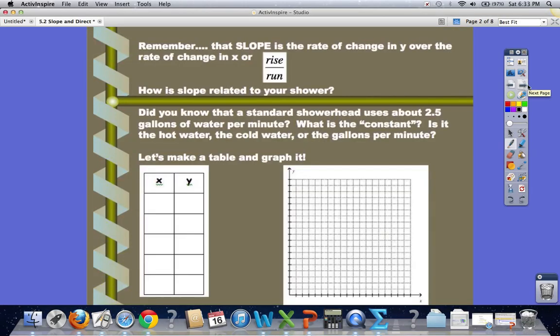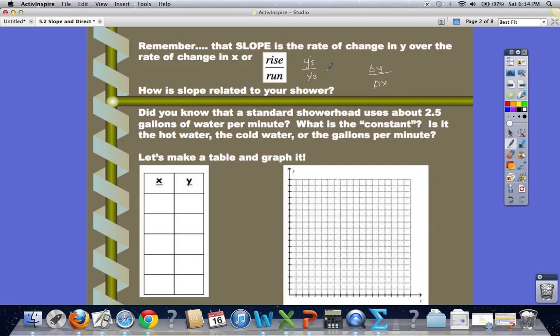Remember that slope is the rate of change in y's over the rate of change in x. Or we've also written this a couple times, delta y over delta x. That's a little triangle, sorry. And that is the rise over the run, which is the y's over the x's.